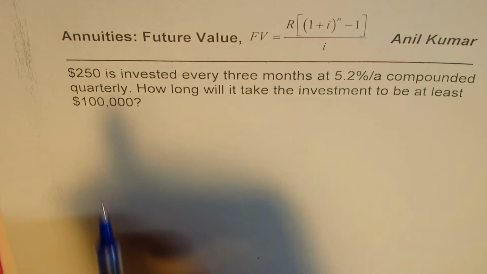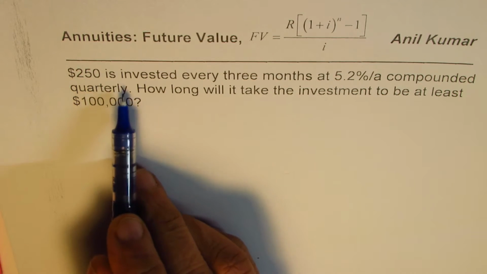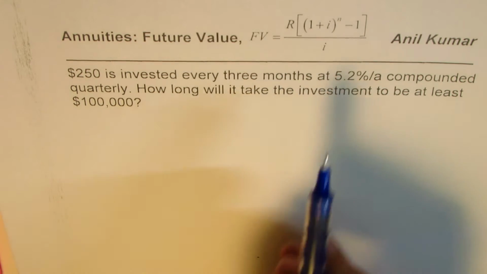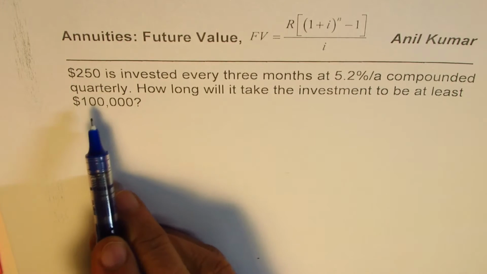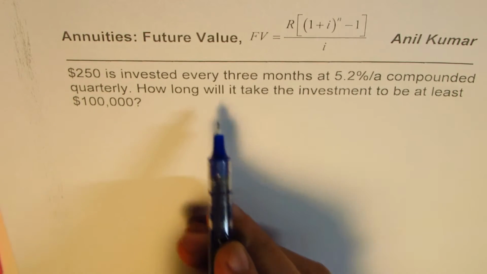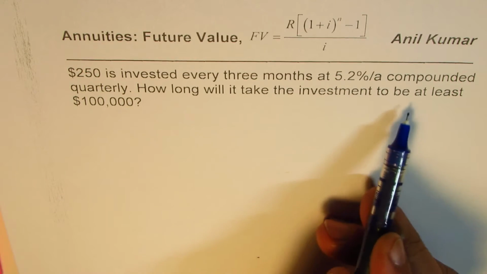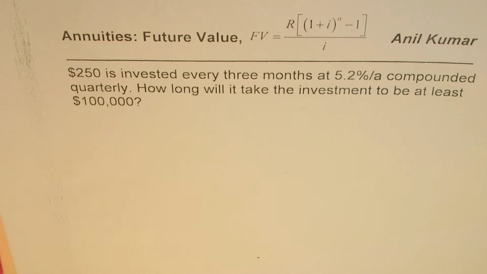The question is: $250 is invested every 3 months at 5.2% per annum, compounded quarterly. How long will it take the investment to be at least $100,000? So that's the question for you. You can pause the video, answer the question, and then look into my suggestions.